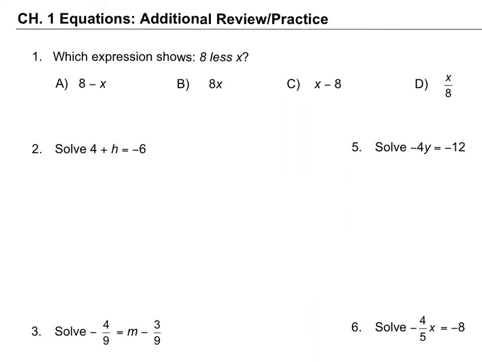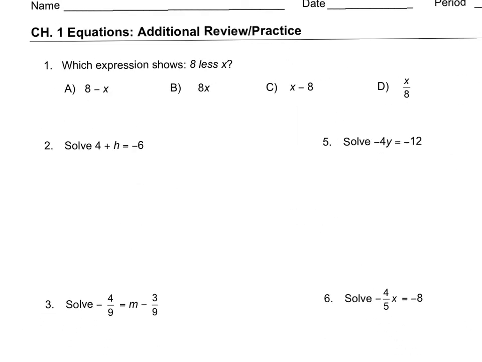So I'm going to go quickly over the first couple of questions because I know you guys are comfortable with this. If it asks you for number 1, which expression shows 8 less x? Remember, this is different than 8 less than x. It's telling you 8 less x, which means A. If it said 8 less than x, it would mean that 8 is being taken away from x.